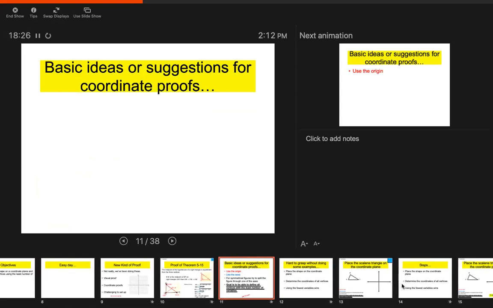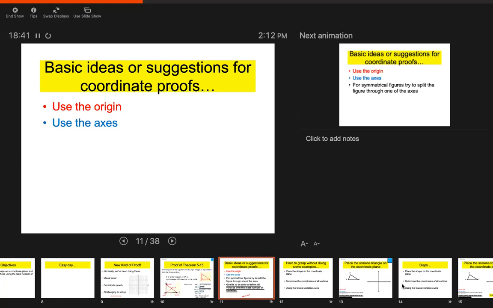So the basic suggestions for coordinate proofs are this. Use the origin whenever possible. Put the shape somewhere on the origin. Put one of the vertices on the origin. You immediately get 0, 0. We like 0, 0 for calculations. These are suggestions, by the way.